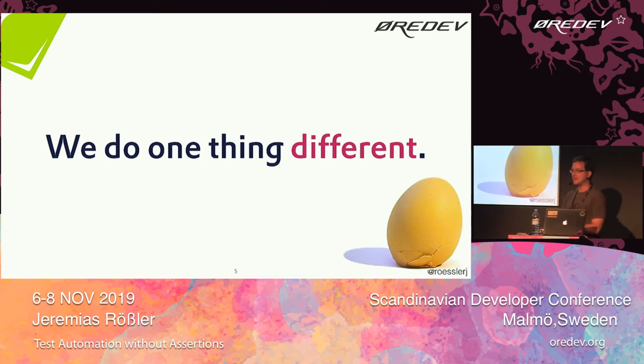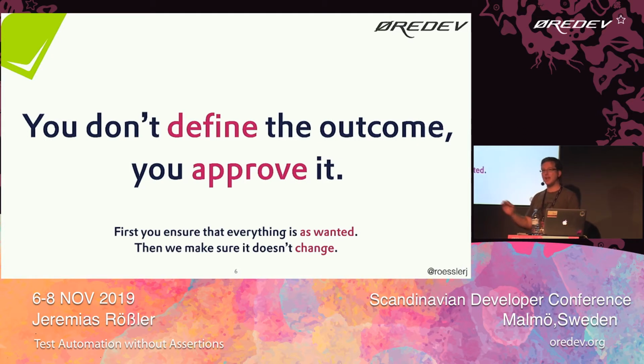So the idea is essentially that we do one thing different. Instead of defining what we want to see in terms of an assertion statement, we approve it. So we say, okay, this is what I expect, I see it, this is fine. Now make sure it doesn't change anymore.